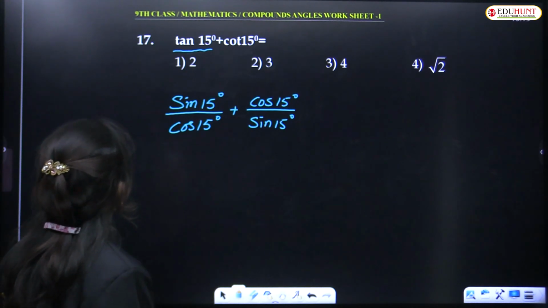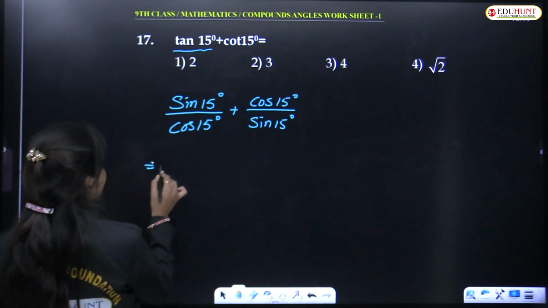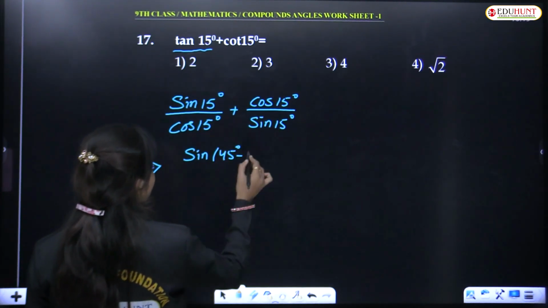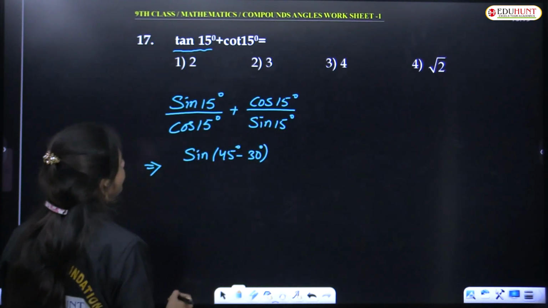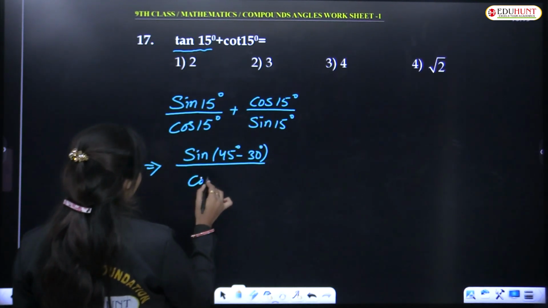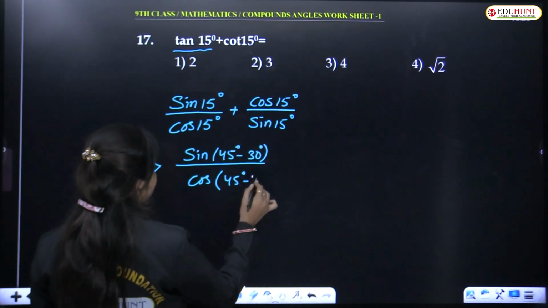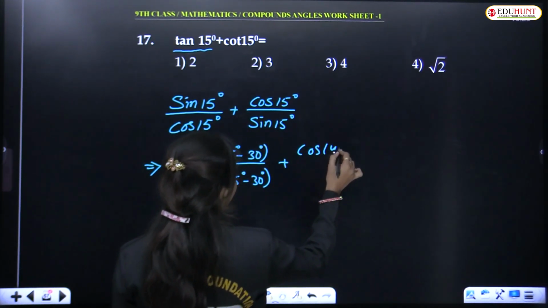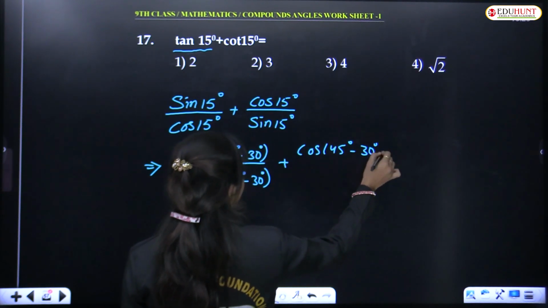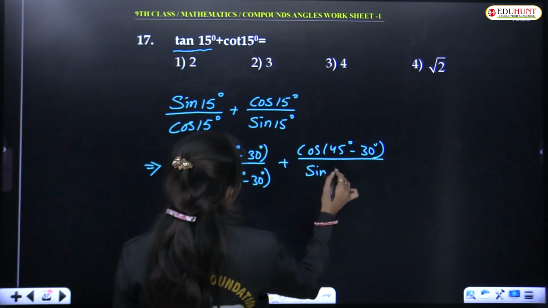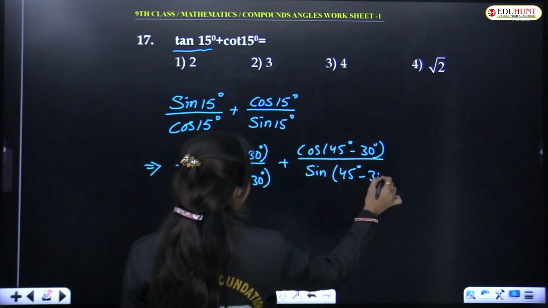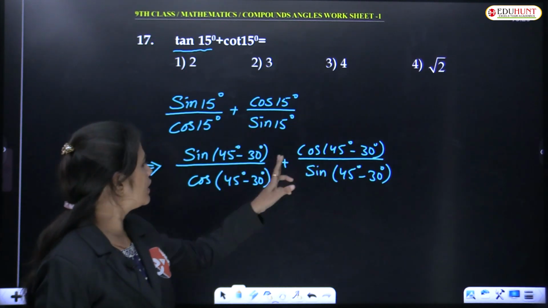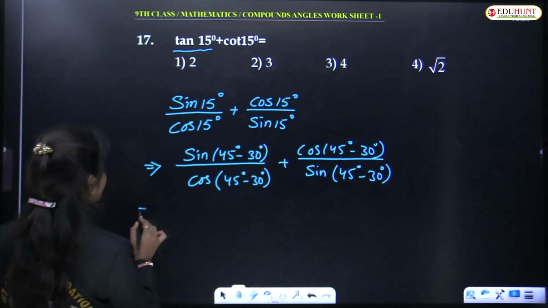Okay. So here sine 15, cos 15. So first simplify this. Sine 15 degrees, sine of 45 degrees minus 30 degrees, whole by cos of 45 degrees minus 30 degrees, plus cos of 45 degrees minus 30 degrees, whole by sine of 45 degrees minus 30 degrees. So here when you observe that, numerator and denominator are the same in each term. So first I need to simplify that.